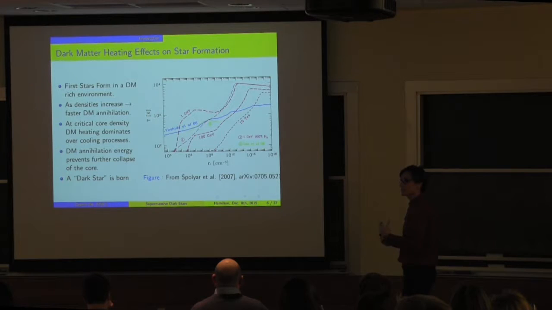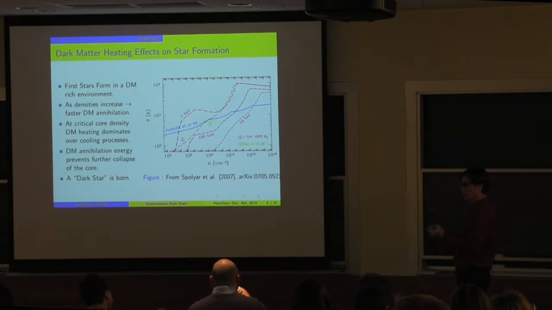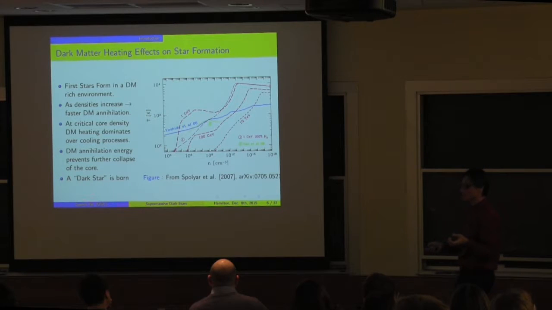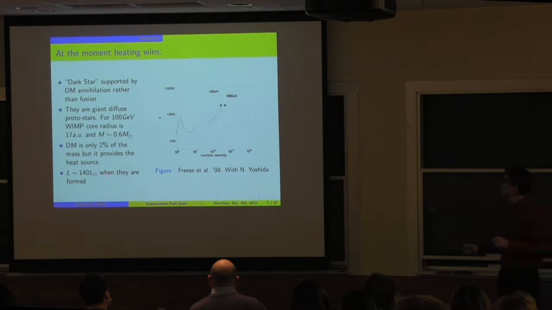By the intersection, what's happening is that you're going to have this new heat source, and the collapse is stopped, and you end up with an object that quickly thermalizes and enters hydrostatic equilibrium. This new object, powered now by dark matter annihilation, we call a dark star, or a proto-dark star. From this seed, it can continue to grow and accrete baryons and become much larger. So let's see a little bit about these properties.